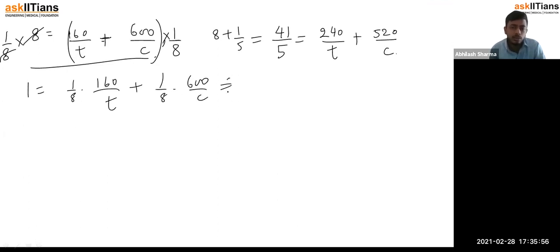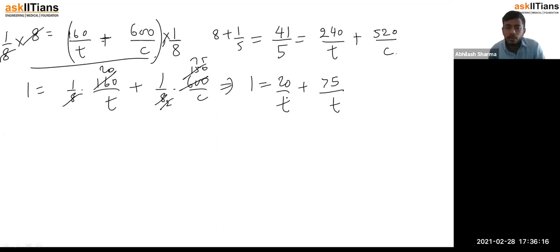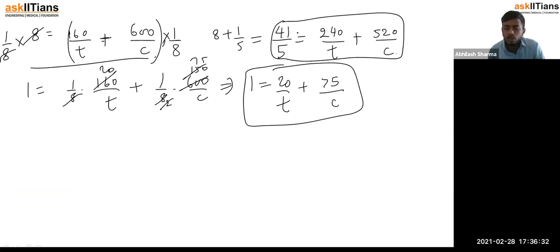So this is actually giving us 1 is equal to 20 by t, because obviously that's how it will cancel, plus how much times will this cancel out? So let's say I cancel by 4 and then by 2, so it will give us 75 by, okay, I have made a small mistake here, it should be c, right? So let me just correct that. That's it. So this is the equation that we have, and this will remain as it is. There will be no cancellations here, I think, right?